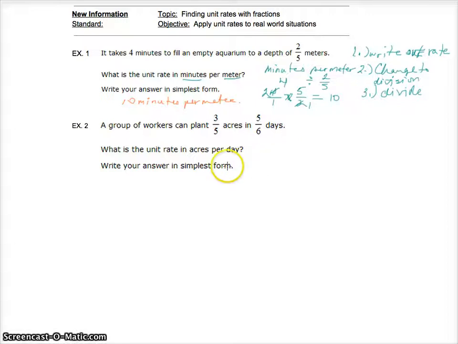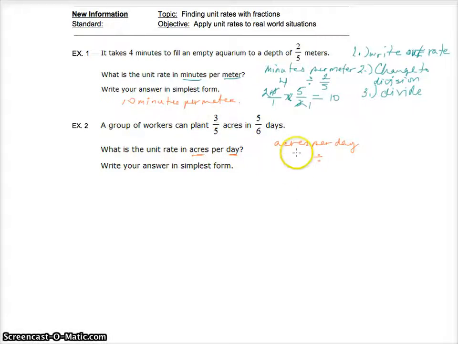Alright, let's look at the next problem. A group of workers can plant 3/5 acres in 5/6 days. What is the unit rate in acres per day? So again, we're going to follow the same process. Let's write out our rate. It wants us to find acres per day. So let's change it to division. So it's going to be acres divided by days.